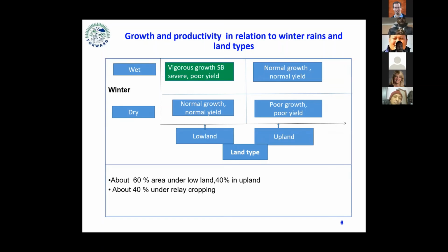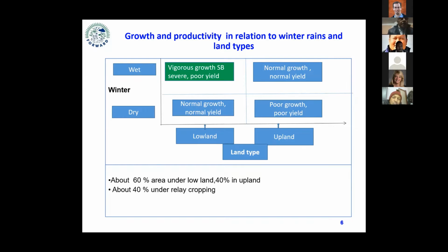Now, even if we have so many varieties of lentils, 14 varieties released so far, and other agronomic and management practices, the whole thing is often masked by the winter rains. So everything is dependent on winter rains, improved varieties or local varieties, anything. If there is a wet winter in lowland, then there is vigorous growth of lentils. There is incidence of stem phylum blight, which is very severe, and as a result, there is a very poor yield in lowland areas in wet years.